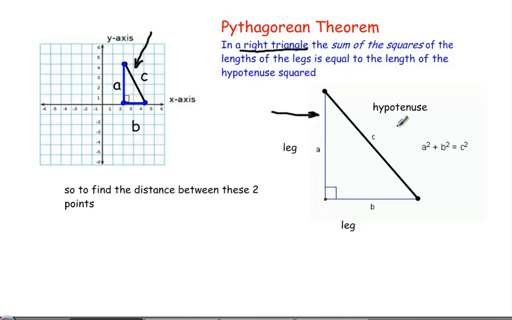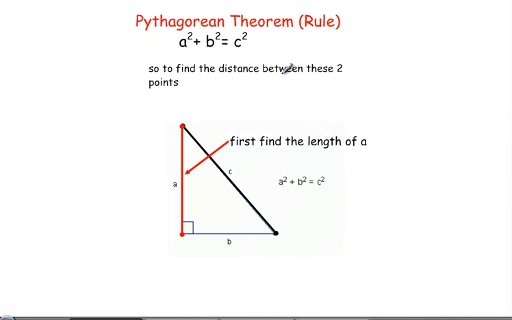And A and B are called legs. So this piece right here would be one of the legs. This is the second leg, and this is called the hypotenuse. And the hypotenuse is always opposite from the 90-degree angle in any right triangle. So the first thing I'm going to do to find the distance between this point and this point is to find out what the length A is, because that's pretty easy. I should be able to do that.